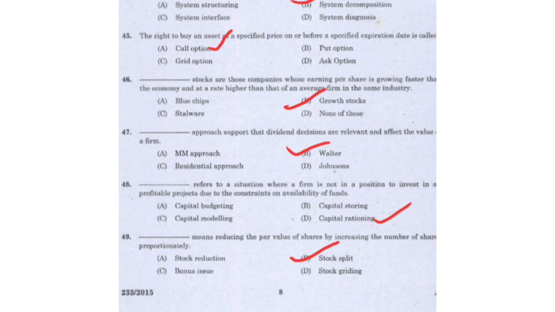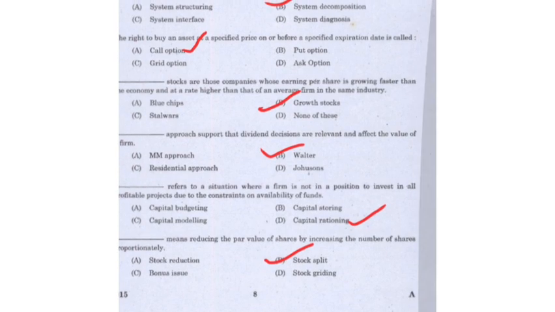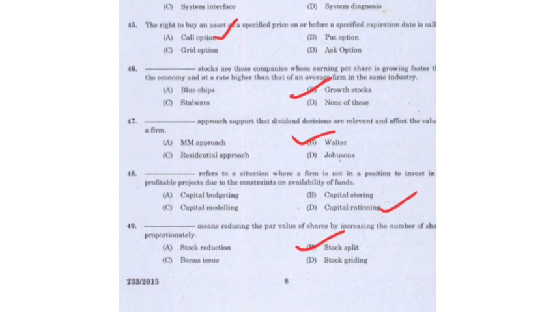Approach, Walter approach, residential approach, and Jonas. And here the answer is Walter approach says that the dividend decisions are relevant while finding out the value of the firm. Residual approach is actually an irrelevance approach.